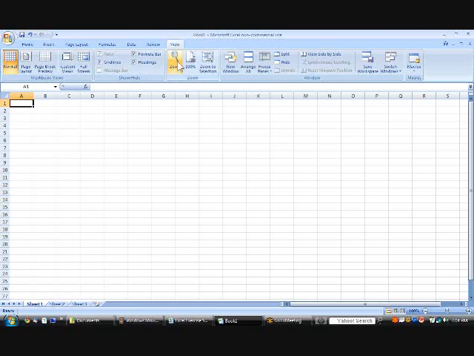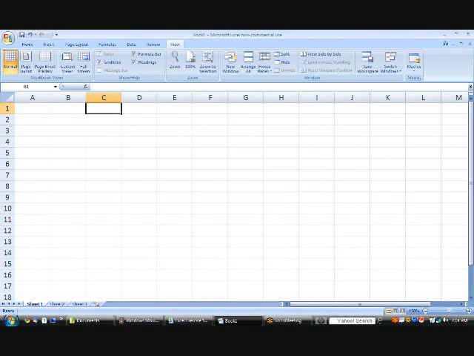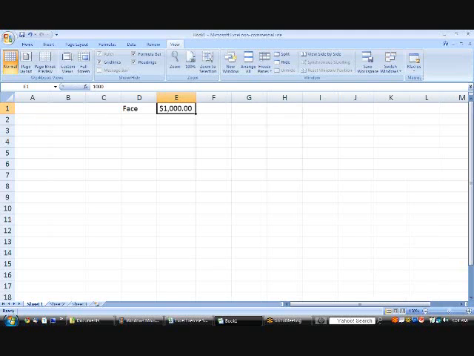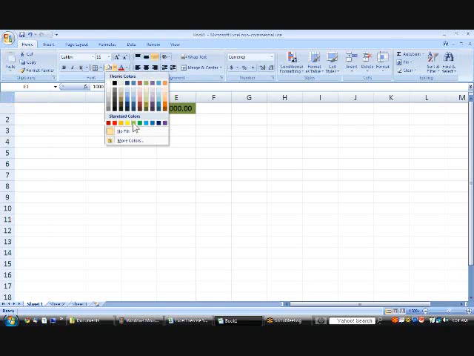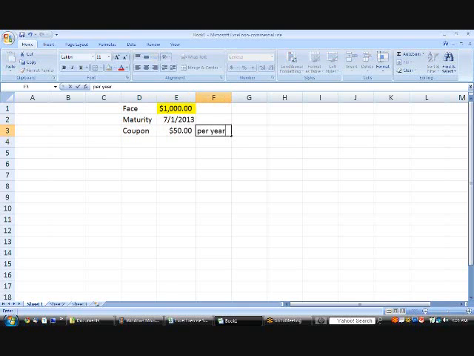So let's see here. I'll zoom in a little bit so you guys can see better. And so we'll start by just typing in the key details of the bond. The face amount, which is $1,000. And all the inputs will be color coded yellow, so we can separate the inputs from the calculations. Maturity is July 1st, 2013, which is 5 years from today. The coupon amount is $50 per year. Color code these as yellow.